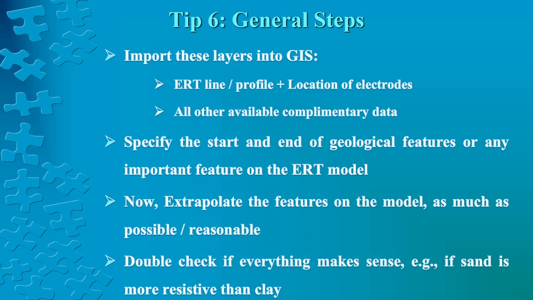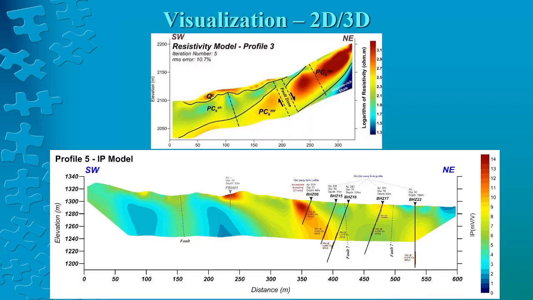And then finally, when I have all of the data shown on the section, the 2D section or ERT section, I extrapolate those on the model so that I can gain a picture regarding the geological information, for example. And at the end, I will double check if that makes sense, for example, if sand is more resistant than clay, because sometimes you may make a mistake in labeling things. That can happen. This is a very easy and manual but effective way of interpreting the data, I guess.